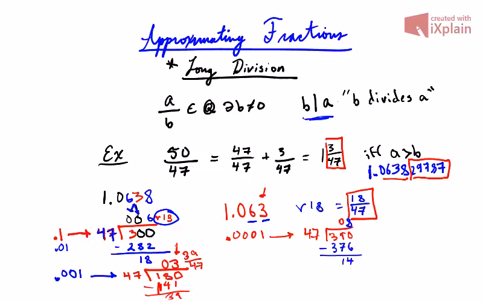Okay? And it's very interesting because the ones that keep going, that are non-terminating with no pattern, they're irrational numbers. And we'll talk more about those in number sets. But this is basically how you approximate fractions.